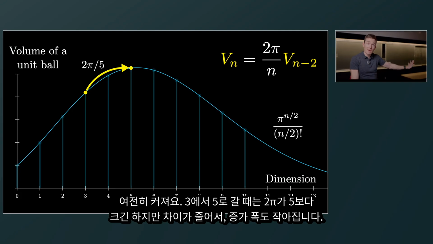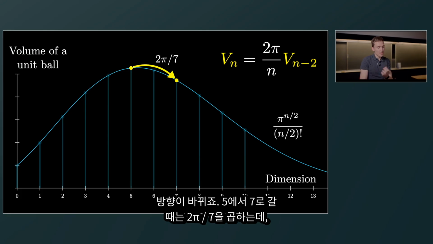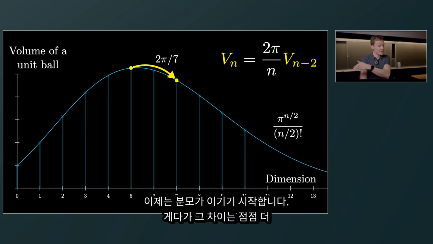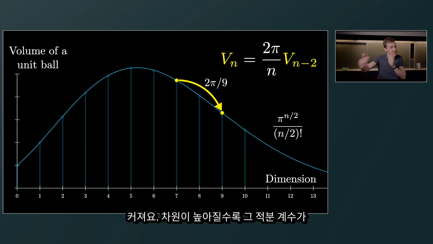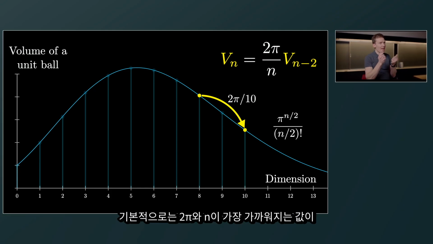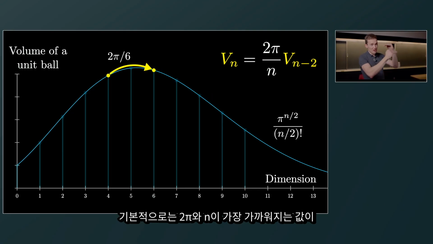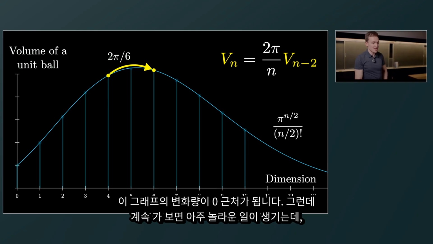From 3 up to 5, 2 pi is bigger than 5, not by as much, so you're not growing as much. From 4 to 6, 2 pi is bigger than 6, but now just barely. And then it's at that point that it turns around, where as you go from 5 up to 7, you're taking 2 pi divided by 7, but now the denominator is starting to win out. And in fact, it starts to win out by more and more and more, because as you get into a higher dimension, that integration factor is playing a bigger and bigger role, and it starts to dominate. So if you wanted to ask why was 5 the biggest, basically because at that value of n, where the numerator and denominator are as close as they can be, when it's equal to 6, that's straddling this number 5. And so that's the point at which the change on this graph is going to be around 0.